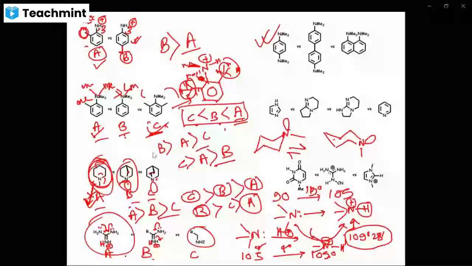So this is A, this is B, this is C. What will be the order of basicity? Can you tell? There are two basic centers, but you have to tell the basicity order. You don't have to bother about the two basic centers. What will be the order?